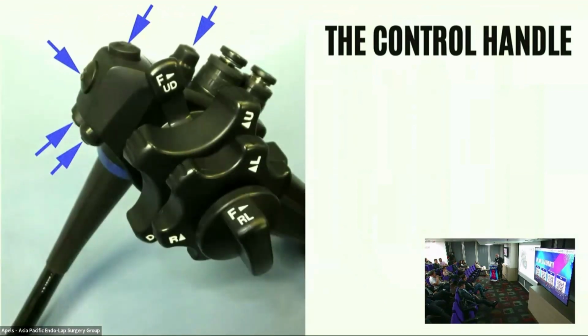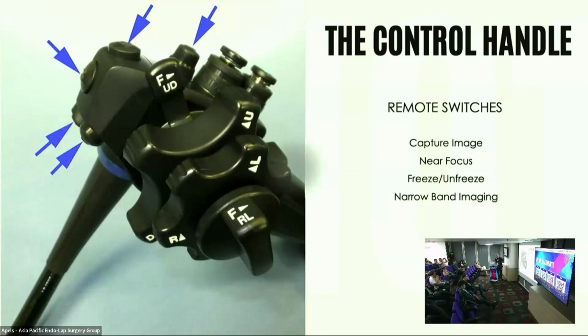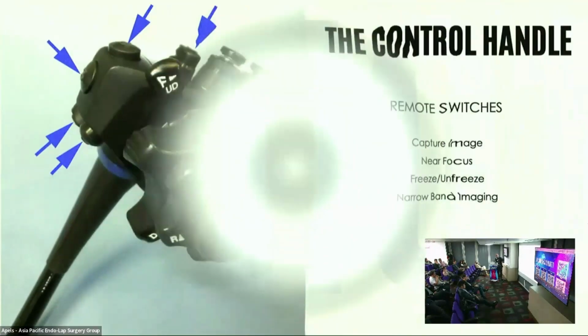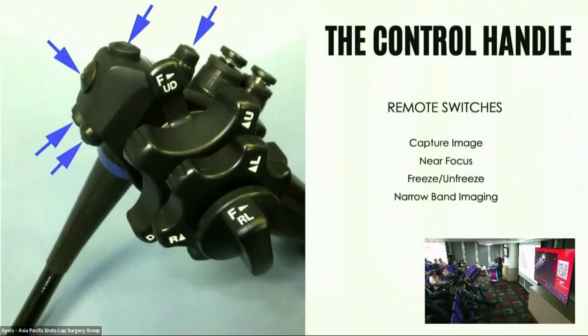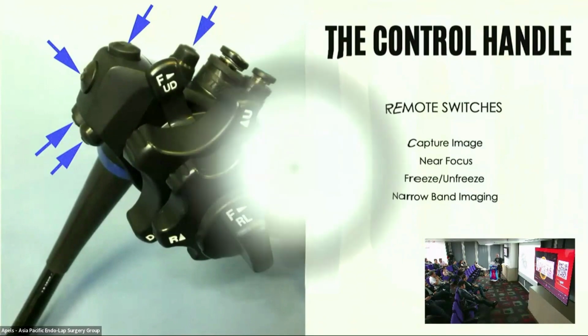Now, the control handle has several buttons wherein you can program them, and we call them remote switches, according to what you want to put there, like capture image, near focus, freeze unfreeze, and narrow band imaging. So it's reprogrammable according to the unit where you are working.